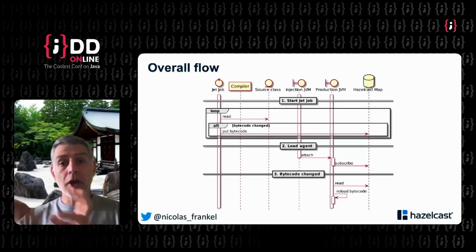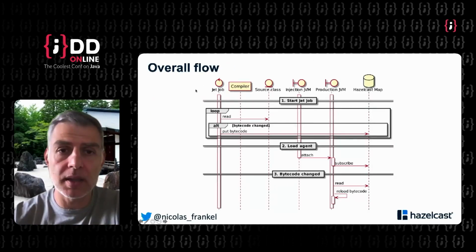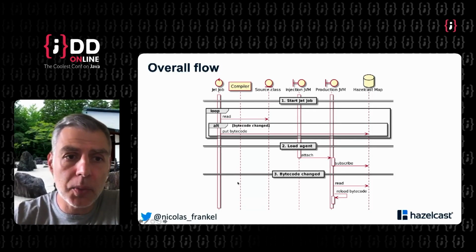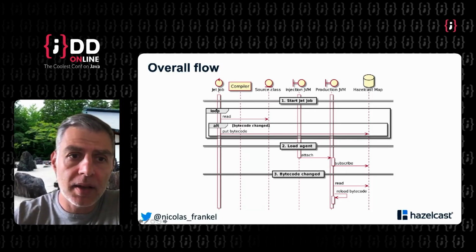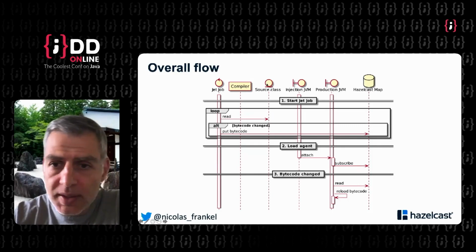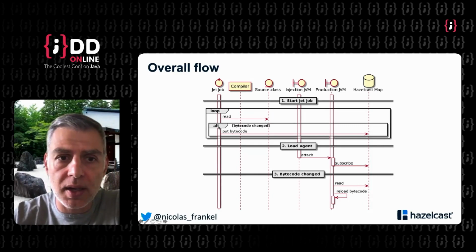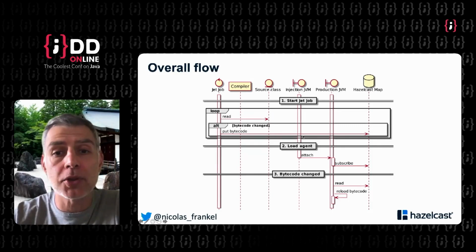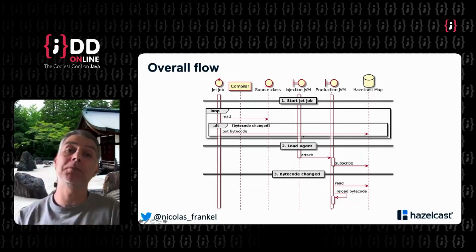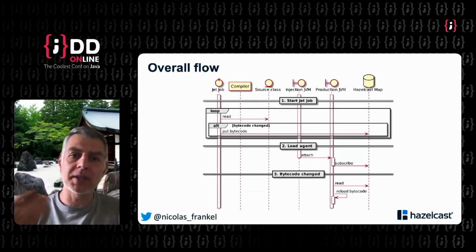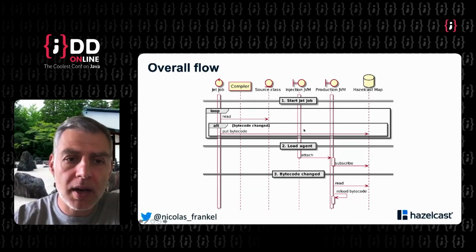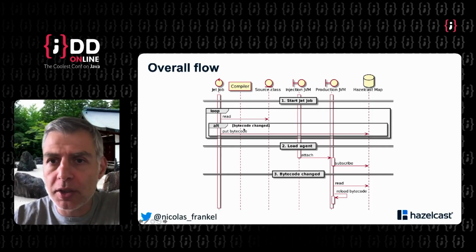This is another way of looking at it. This is a sequence diagram. So we have this Jet job, and it will continuously loop to read the source class. And if there is a change, because it would be completely stupid to reload the bytecode if there is no change, we are checking if there is a change in the Hazelcast map. If there is a change, then we will put the bytecode there.